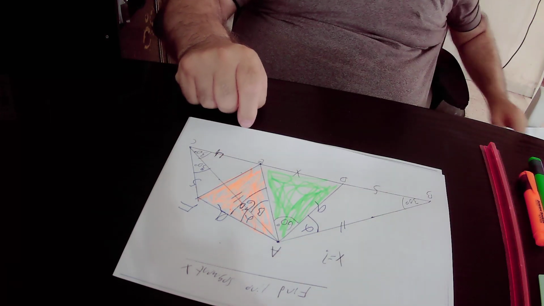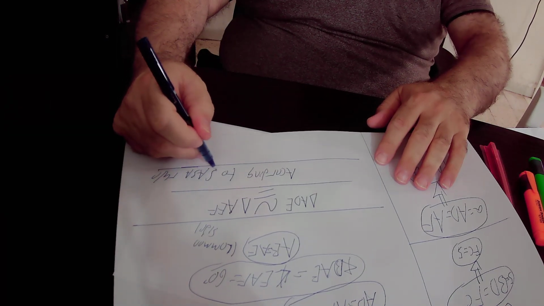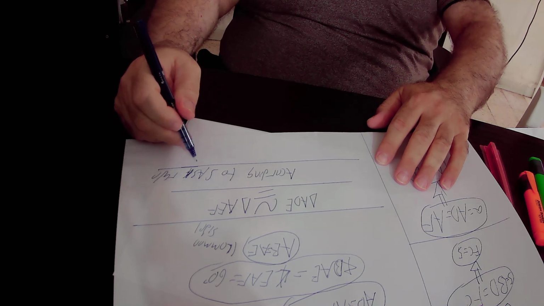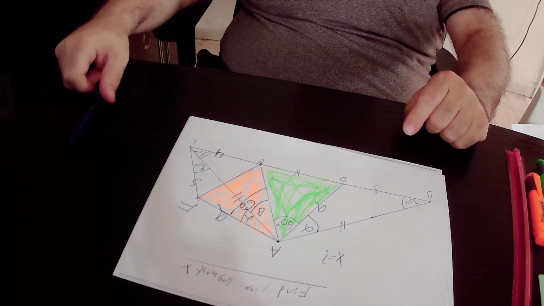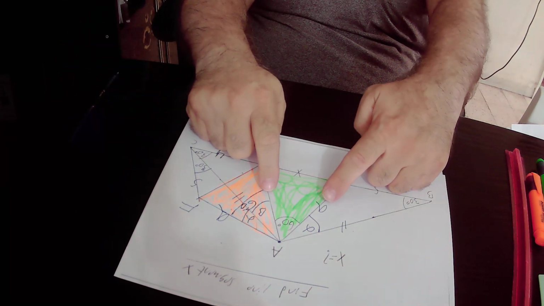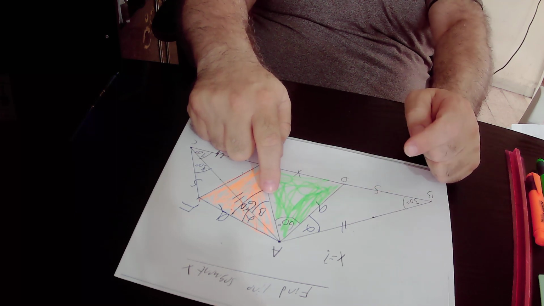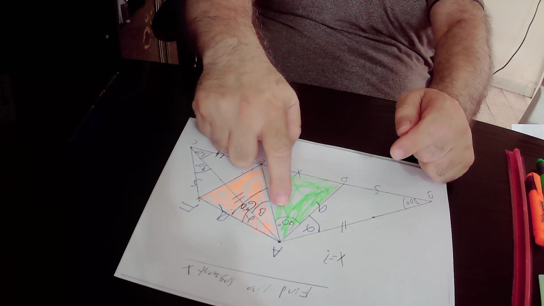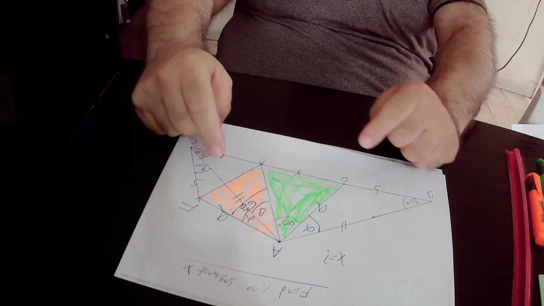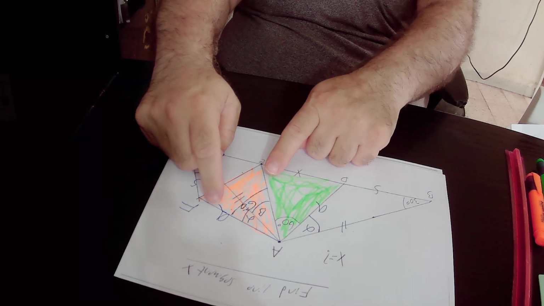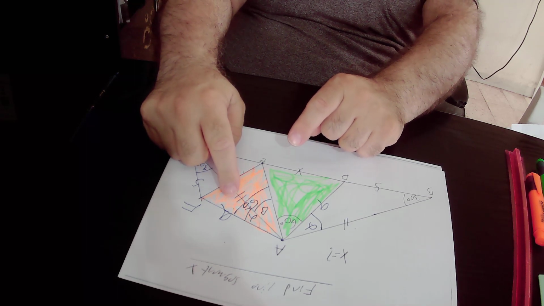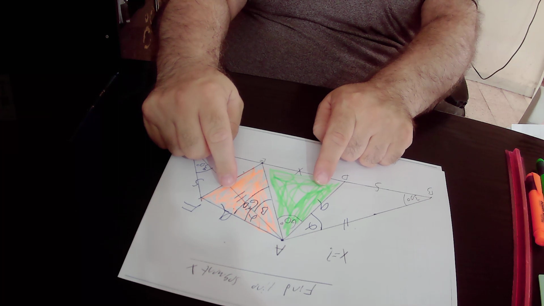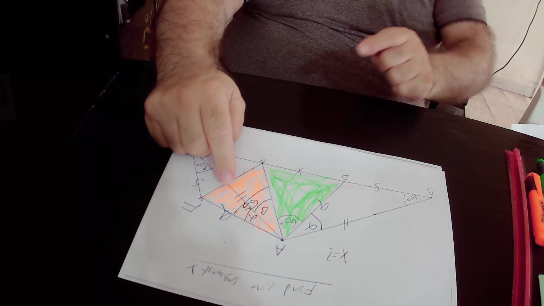Sorry, here it is according to side angle side rule. We actually proved that those two sides and the angle that is included between those two sides in the green triangle can go in correspondingly to those two sides and the angle that is included between those two sides in the orange triangle. Therefore, those two triangles can go into each other according to side angle side rule.